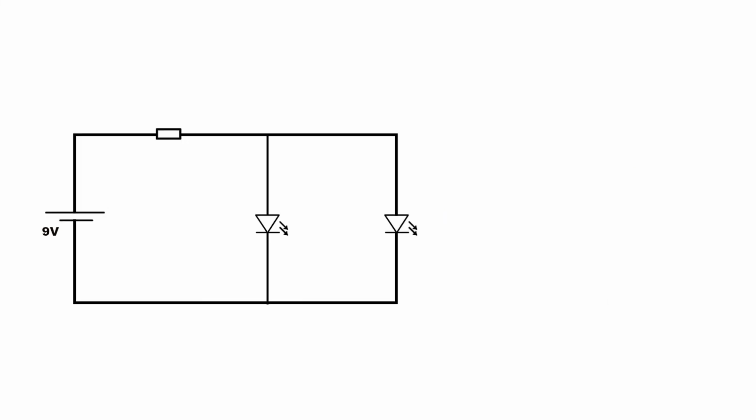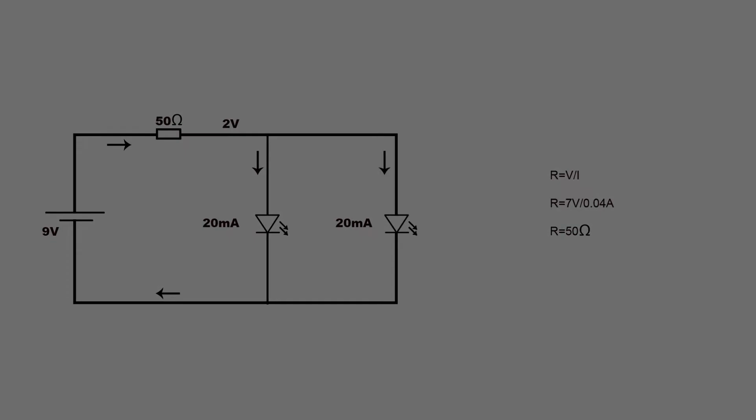Let's see the next case. Here, two LEDs are connected in parallel. In parallel, the current gets divided but the voltage remains constant. Now, I need to drop 7 volts across the resistor to limit the current to 40 milliamperes. From Ohm's law, the resistor that I got is 50 ohms. If you don't have a 50 ohm resistor, you can use 200 ohm resistors by connecting them in parallel.